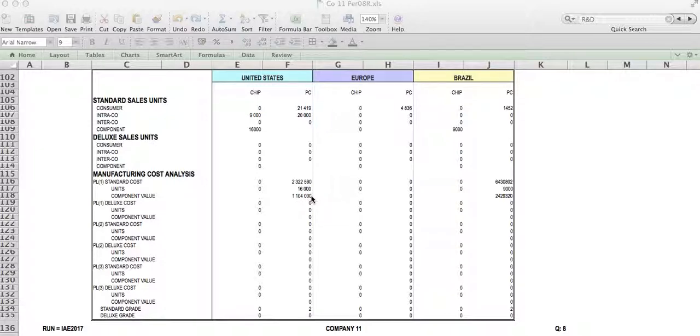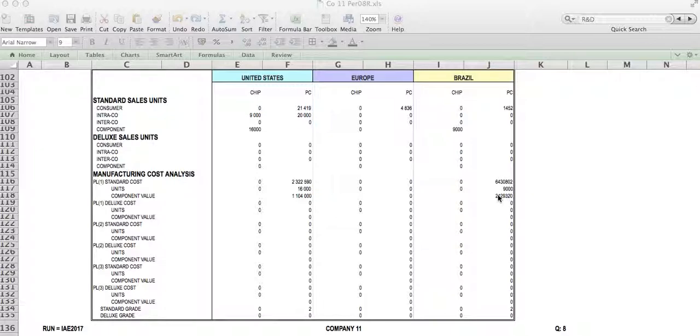Underneath, we have a piece of information that is interesting. It's the value of the chips at variable cost that have been used to produce these PCs. So you could say almost half the cost of a PC is the chip. And that also means this 1.1 million is included in this 2.3.